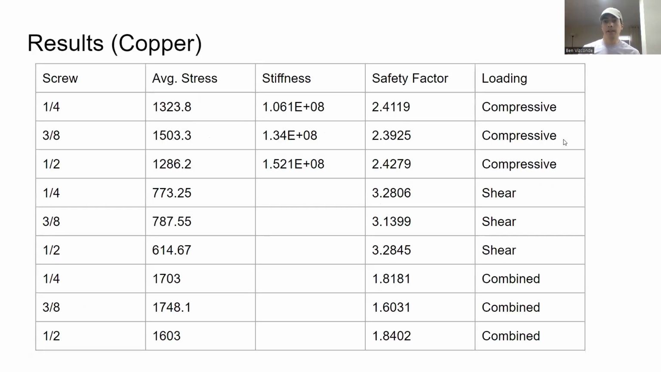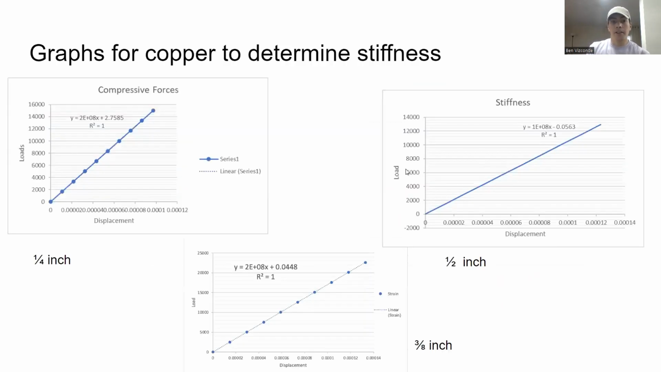And for the second part of the lab, we had to run the same 9 simulations with the same boundary conditions. However, this time we would be using a copper plate as the material just to see how material would affect our results. But even when we changed the material, it was still seen that the half-inch screw had the lowest average stress while also having the highest stiffness and highest safety factor regardless of the loading. These are the graphs that we used to determine the stiffness for the copper as well.